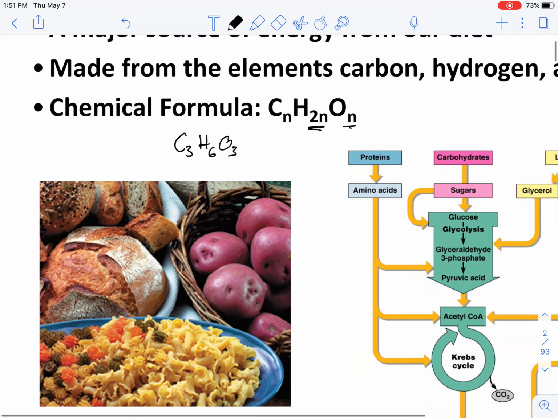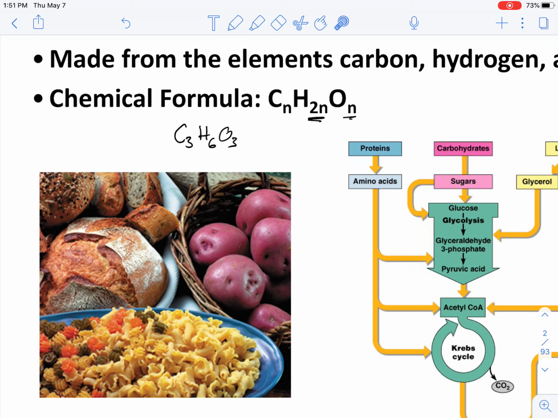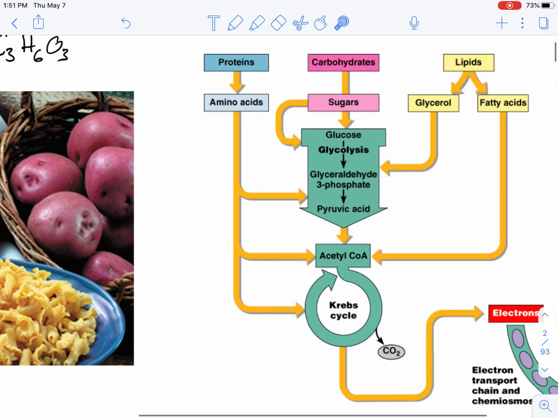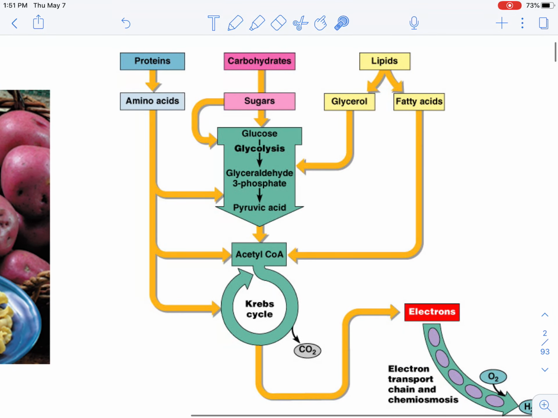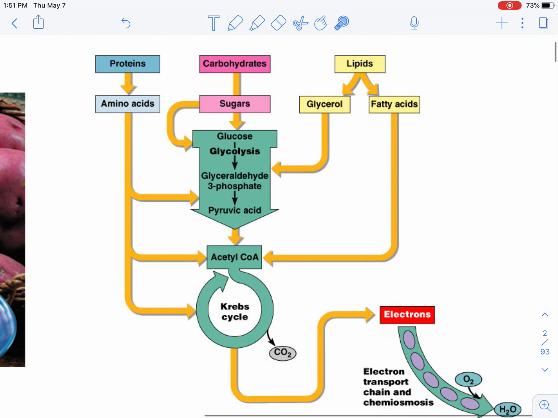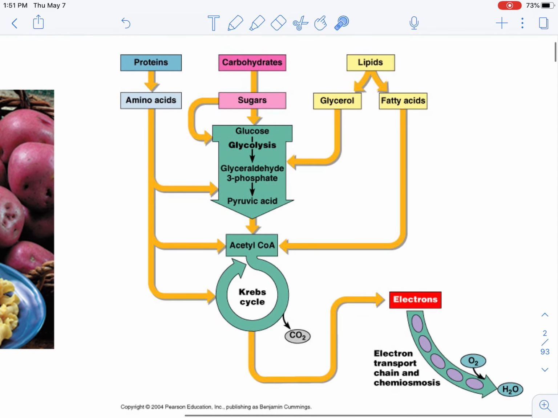Carbohydrates are commonly found in, for example, potatoes, bread, pasta, rice, gummy bears, candy. It is just found all over the place. Once again, not the main purpose, but one of the purposes that carbohydrates play in our body is to provide energy in the form of ATP.